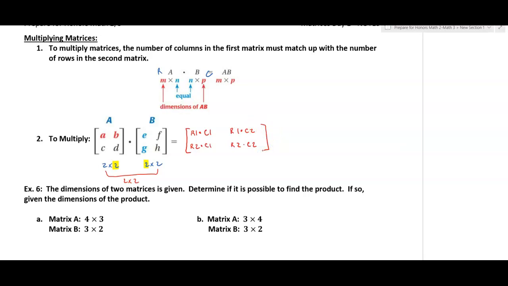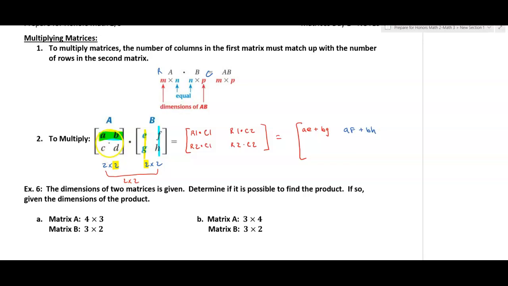Now here's the thing. When we multiply these rows and columns, when I do row 1 times column 1, I'm basically going to multiply A times E and then add B times G. The next one, row 1 times column 2, now ends up being A times F plus B times H.